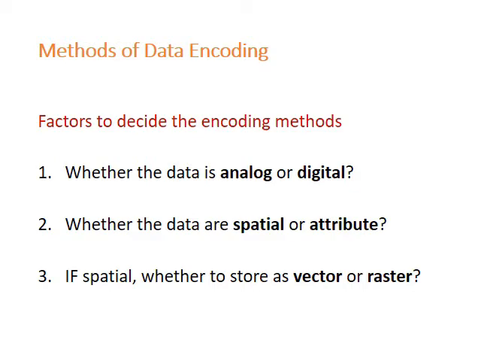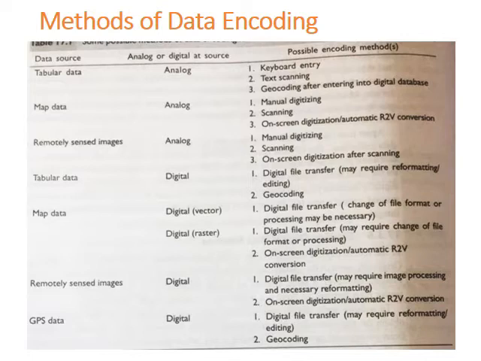If it is spatial data, you need a base map from which you can enter into the GIS environment. If it is attribute data, first of all, you need to have spatial information, and then you need to create an attribute, then try to link that with the spatial information. Or if it is spatial data, whether the source information, you have to store it as a vector data format or in a raster data format. So these are the questions that need to be answered before you select what type of data encoding methods are required.